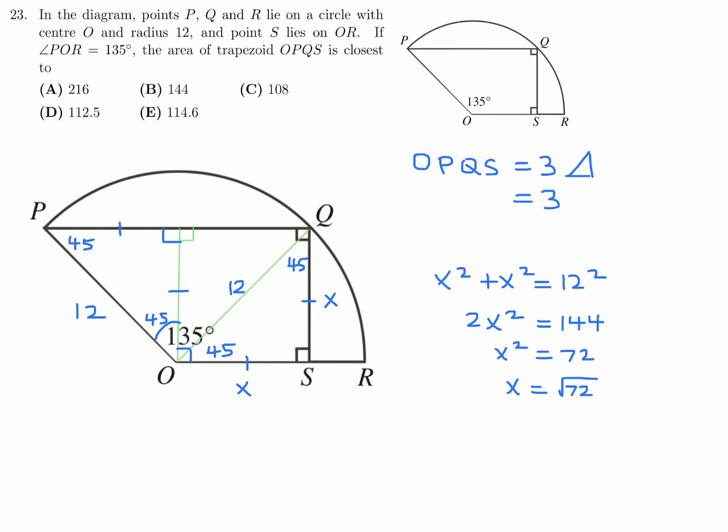So 3 times the triangle, well, one triangle is 1/2 base times height. The base is x, the height is x. So this is 3 over 2 x squared. Well, x squared I just got was 72. So it's 3 over 2 times 72, and that is 108. Yeah. So number 23, the answer is C.